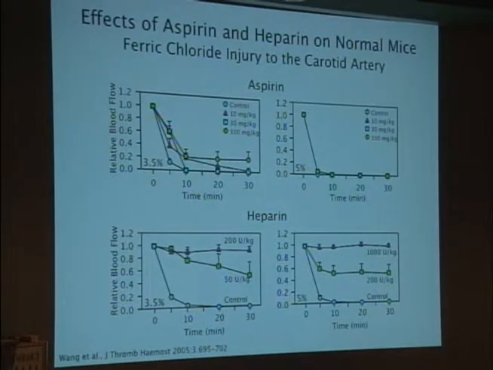Now, in some people's hands, the ferric chloride model is used in a manner where you determine the time to thrombus formation. In our hands, for whatever reason, it's an all or none phenomenon. Either the animal is going to occlude or they're not. So this is actually indicating the times to occlusion. About half the animals are occluded and half are not.